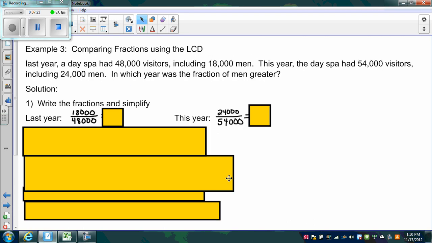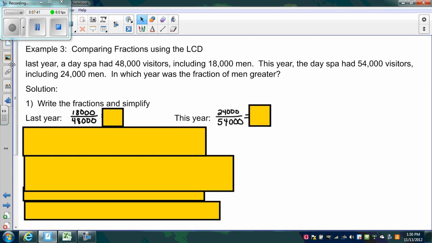A third example, when I mentioned the LCD earlier, is when you have two fractions that don't have the same denominator. It's really difficult to figure out which one's greater and which one's less. So by using this method of the LCD, it's going to help you compare fractions.